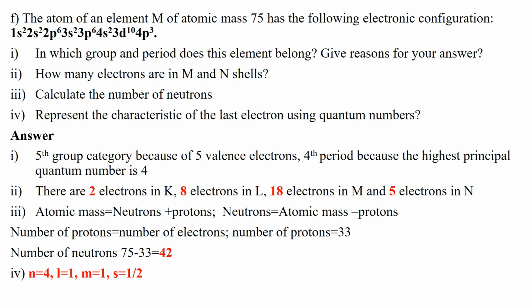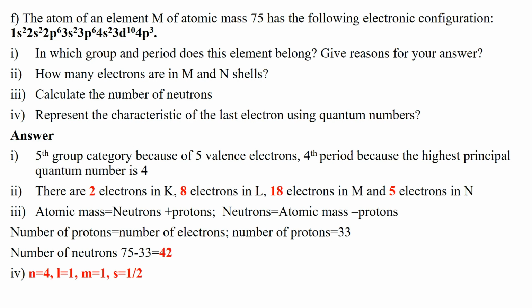In this case, we will put 2 electrons in K, 8 electrons in L, 18 electrons in M, and 5 electrons in N. Calculate the number of neutrons. As we know, we have the atomic mass. The atomic mass is equal to the number of neutrons plus protons. The number of protons is equal to the number of electrons, which is equal to 33.